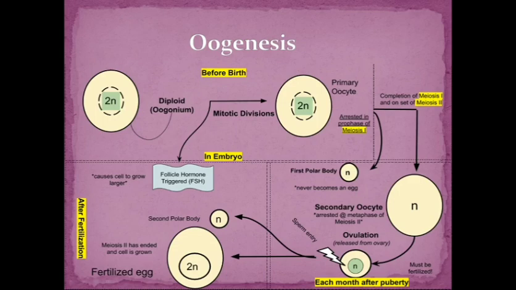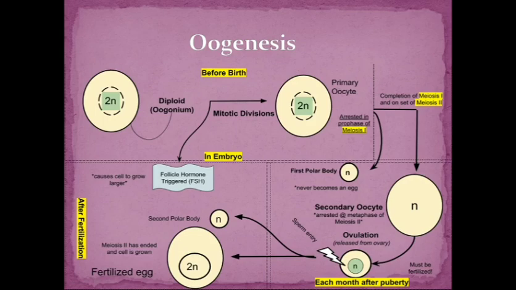Now this secondary oocyte undergoes meiosis 2. In the secondary oocyte stage, meiosis 2 begins and it gets arrested at metaphase of meiosis 2. So during the time of ovulation, the secondary oocyte will be released. Okay, now, so this is a secondary oocyte. Each month after puberty, one secondary oocyte will be released.